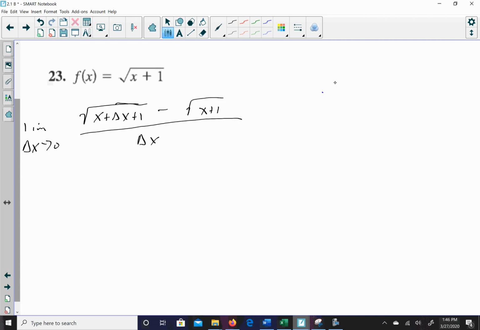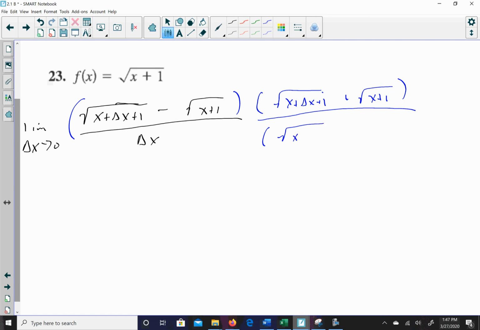So what I'm going to do, if I have radicals, I'm going to multiply by the conjugate, and it looks a lot nastier than it is. So I'm going to multiply by the square root of x plus delta x plus 1 plus the square root of x plus 1. If I multiply the numerator by that, I have to multiply the denominator by the exact same thing to keep my fractions equal.